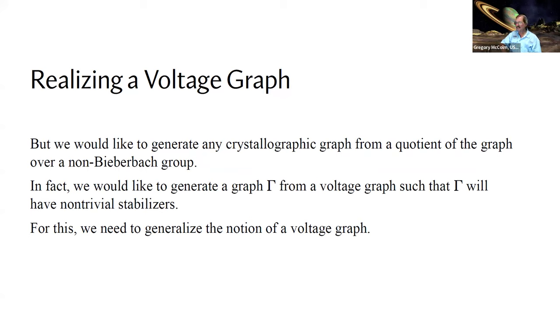You'll notice that because the automorphism group, or later the symmetry group, on the graph we were dealing with acted freely, that means that with respect to that group, the stabilizers of the vertices and the stabilizers of the edges were all trivial. But the overwhelming majority of crystal structures we're interested in will have graph representations where vertices and sometimes even edges have non-trivial stabilizers. So we need to have a more general notion of a voltage graph. And that is what we're going to do next.